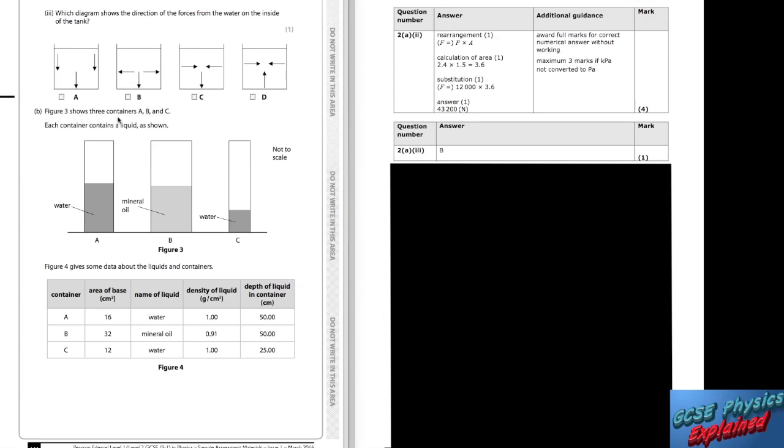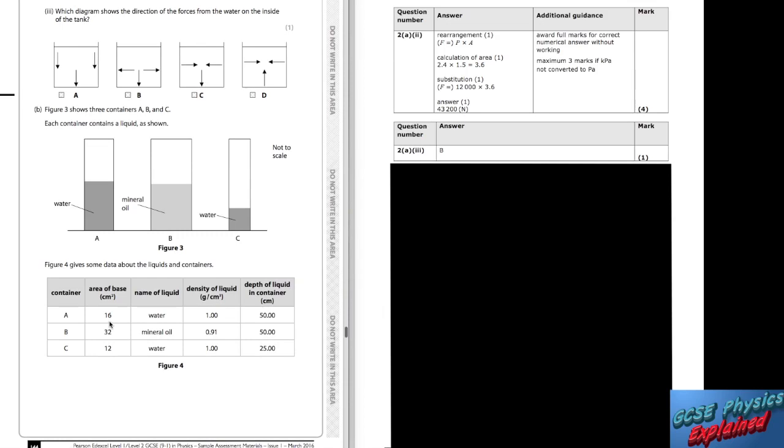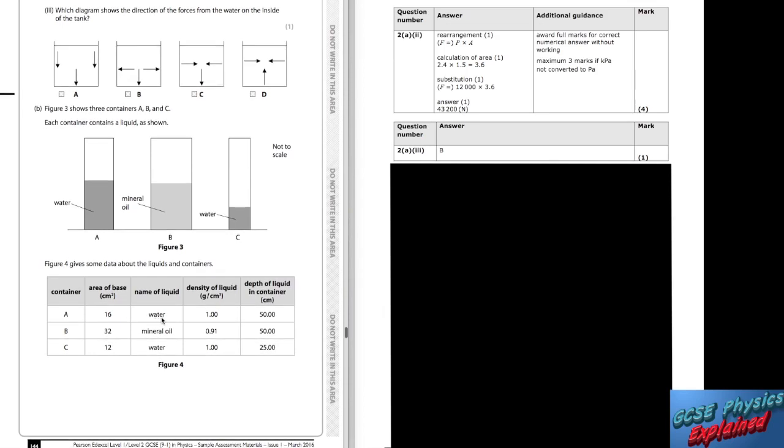Question B. Figure 3 shows 3 containers, A, B and C. Each container contains a liquid as shown. So water in that, mineral oil in that, and water in that. Figure 4 shows some data about the liquids in the container. So container A tells you the area, tells you what liquid it is, the density and the depth.